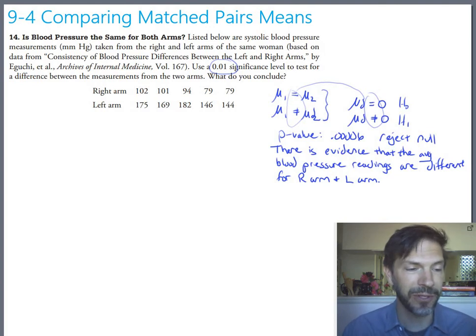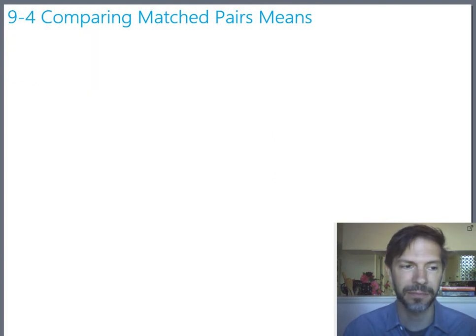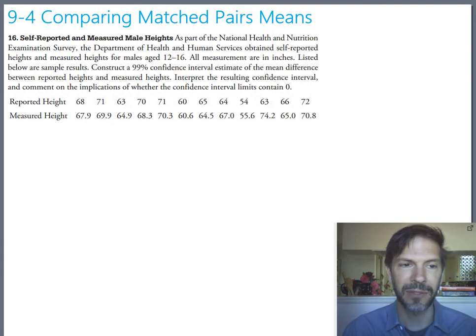That's it for 14. Let's try one more. So 16. Again, you look through this and you would say, is this matched pairs? And with a little bit of work, you figure out that, yeah, this is one person who they asked how tall they were, and then they measured how tall they were. This person said they were 68 inches tall. It turns out they're 67.9 inches tall. So yeah, this should be matched up, these two. And you can see most people fairly close. Somebody here like shrunk themselves by a foot.